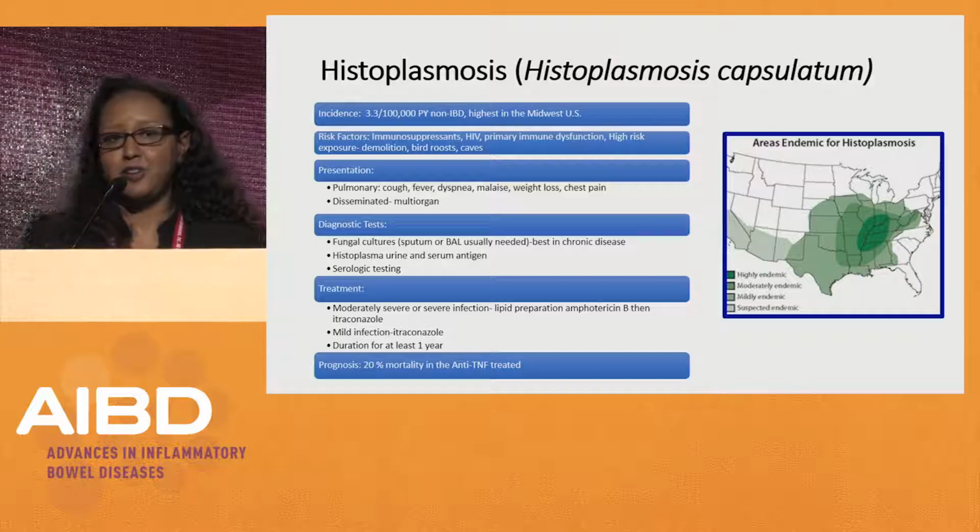Histoplasmosis is also of concern in the United States. It's endemic in the Midwest, where there's a higher rate of that. Risk factors include immunosuppression and being exposed to soil that has histo. Presentation can be pulmonary or disseminated, and diagnostic tests include fungal cultures, histoplasma, urine, and serum antigen, and serologic testing. Treatment is basically, in severe cases with ampho, with mild cases, ITRA, and actually treatment can last up to a year. Prognosis also 20% mortality in the anti-TNF treated.